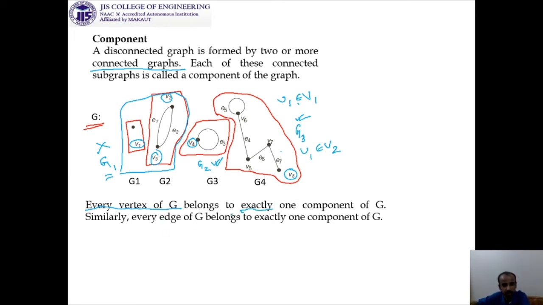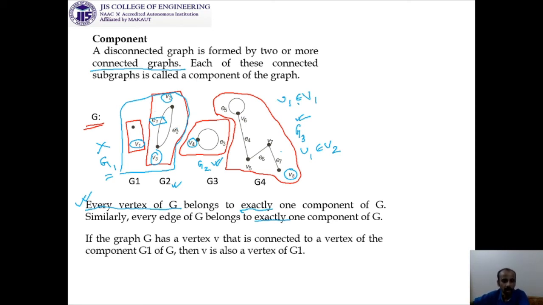Similarly, every edge of G belongs to exactly one component of G, because it is not possible for you to get E1 in the component G2 as well as E1 in the component G4 or G3 or G1. Why not possible? Because E1 is generated by V2 and V3. As V2 and V3 are present in G2, it is guaranteed from the first line that V2 and V3 will not be present in any of the other components. So if V2 and V3 are absent in other components, then the origination of E1 does not appear there at all.